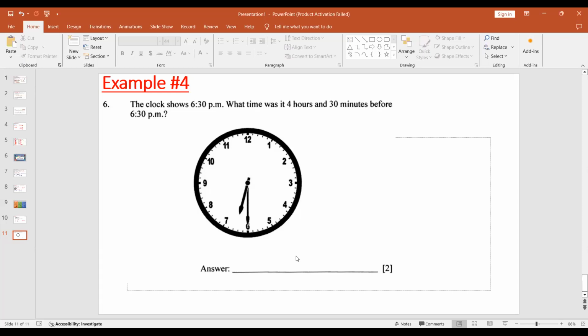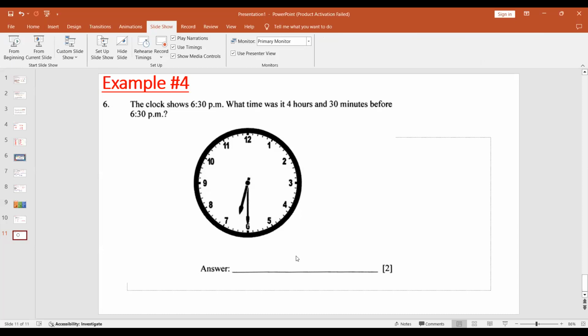I need you to do this and take a picture of your work. Then I need you to put your answers inside the chat for me. All right? It says that the clock shows 6:30, basically. What time was it 4 hours and 30 minutes before? Okay. Put your answers inside the chat for me.